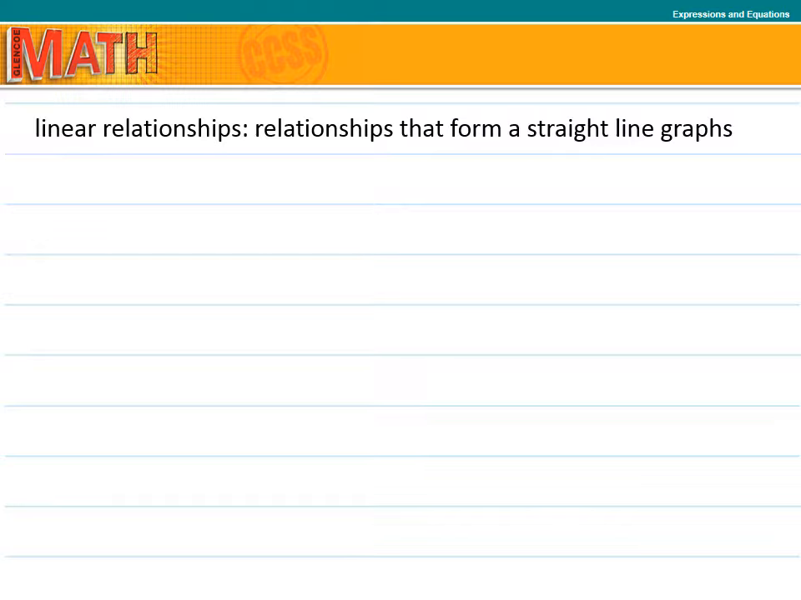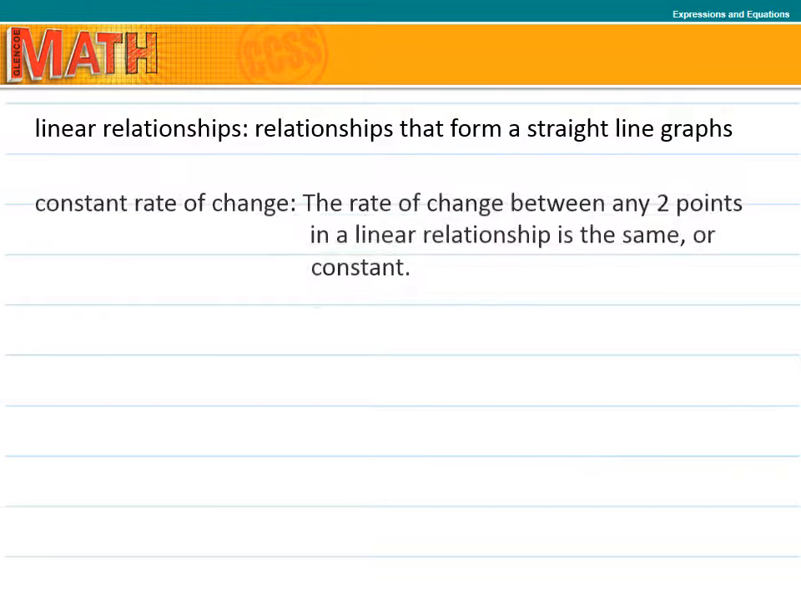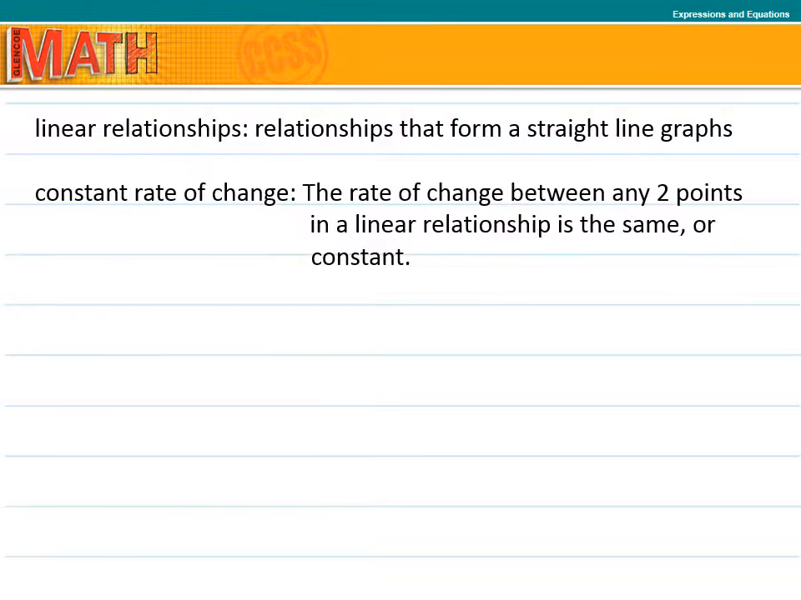A couple of vocabulary words that apply to this lesson. The first one is linear relationships. These are relationships that form a straight line in a graph. So in other words, if we were to graph these relationships, they would form a straight line. The second word is constant rate of change. The rate of change between any 2 points in a linear relationship is the same, which means it's constant.